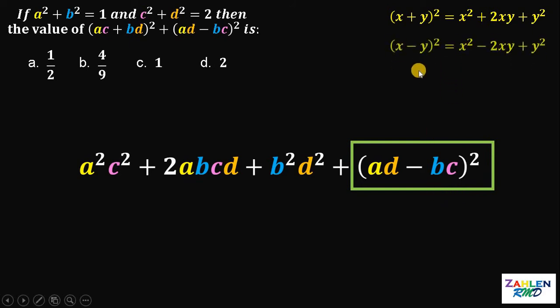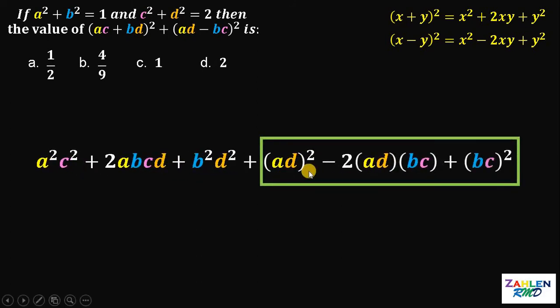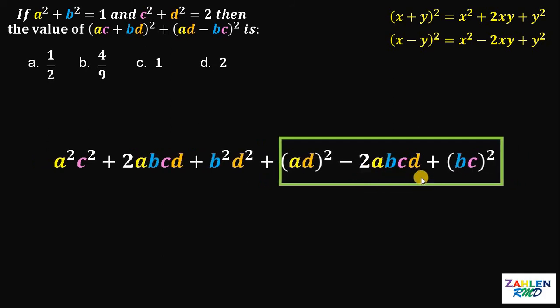Let's use this identity. If we have (x minus y) squared, this is equivalent to x squared minus 2xy plus y squared. Therefore, this expression can be expanded as (ad) squared minus 2 times ad times bc plus (bc) squared. Now, one thing to notice is this middle expression, negative 2 times ad times bc. This can be written as negative 2abcd.